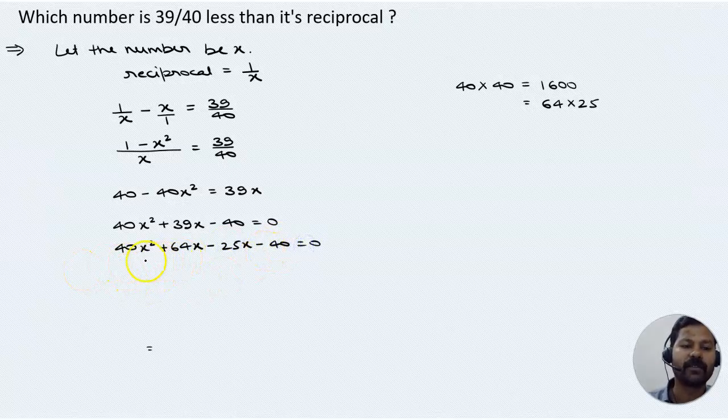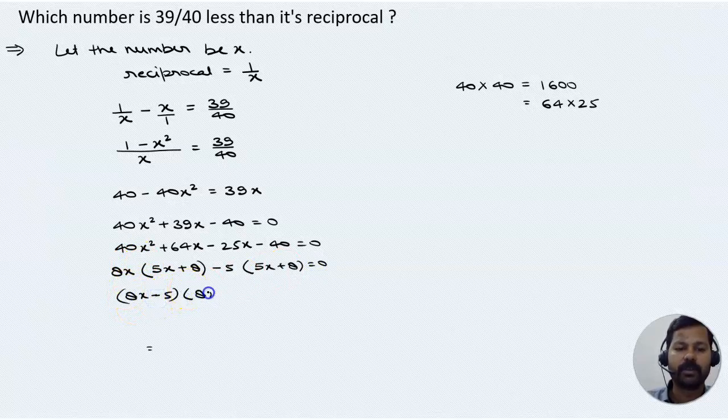Now we'll factorize it. In the first two terms, 8 is a common factor and x is a common factor. So I'm going to take 8x common. So we'll get here 5x plus 8. Similarly, from the last two terms, minus 5 is common. So let's take minus 5. So we'll get here 5x plus 8 equals to 0. So further simplifying it, 8x minus 5 into 5x plus 8.